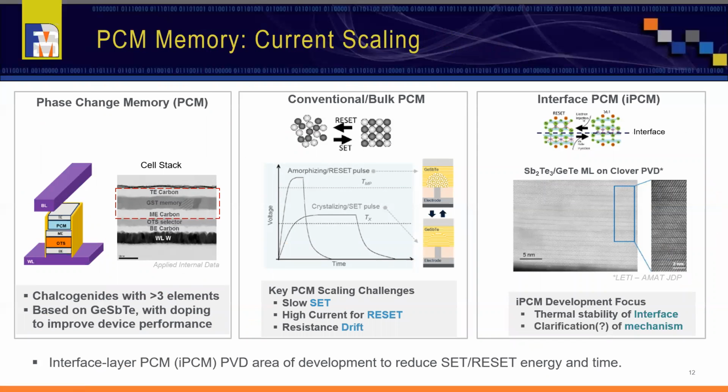The phase change memory is usually a chalcogenide with multi-elements, so getting the composition right on the films is key. However, there are some disadvantages for the phase change memory that we need to further improve on.